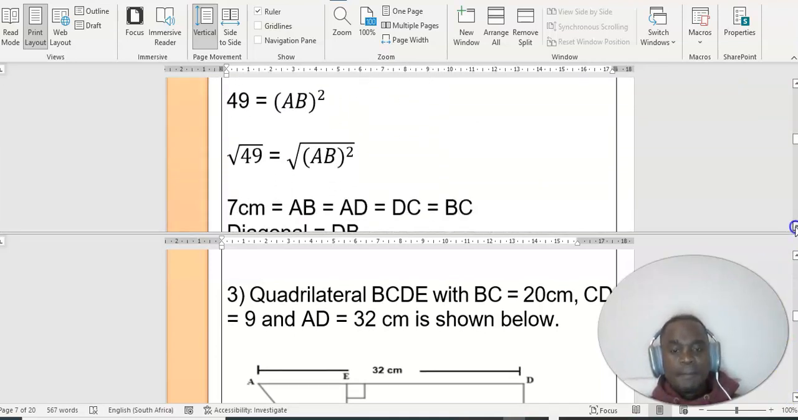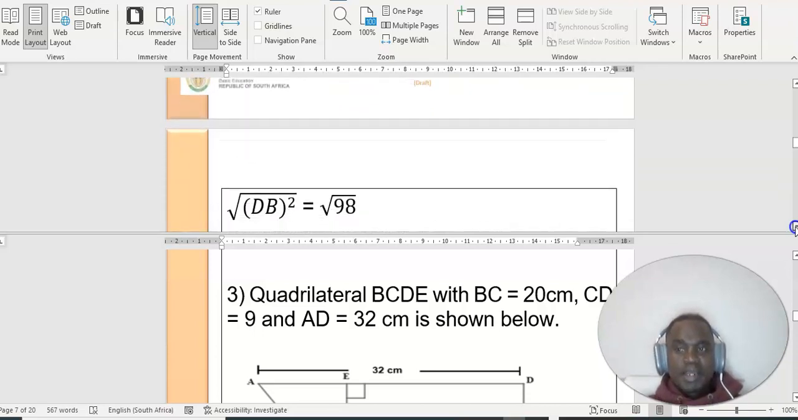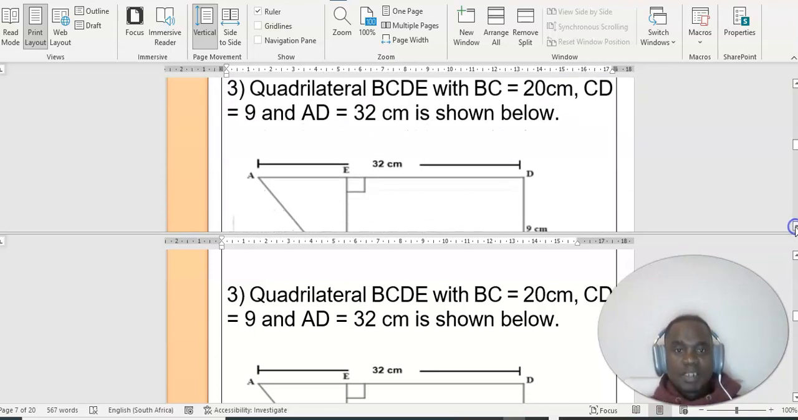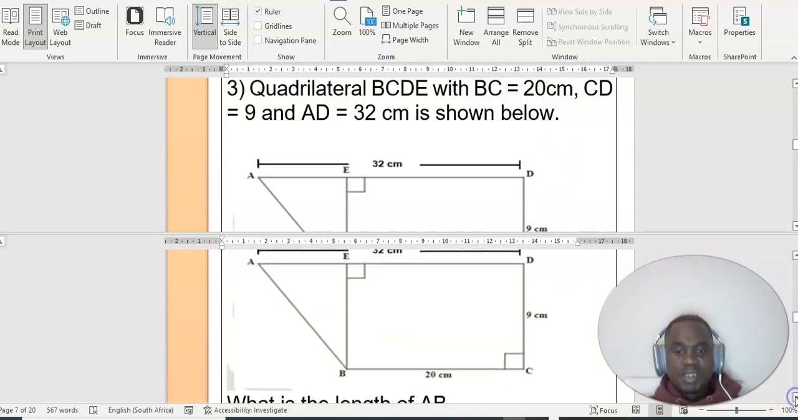The next question is also saying we should find this. A quadrilateral ABCD with BC equal to 20. Where is BC? Let me show you BC. BC is equal to 20. CD is equal to 9. Where is CD? CD is equal to 9, it is given. Then AD is equal to 32. From here to here is AD, equal to 32.